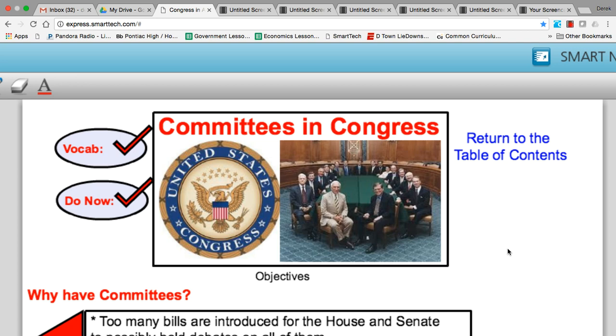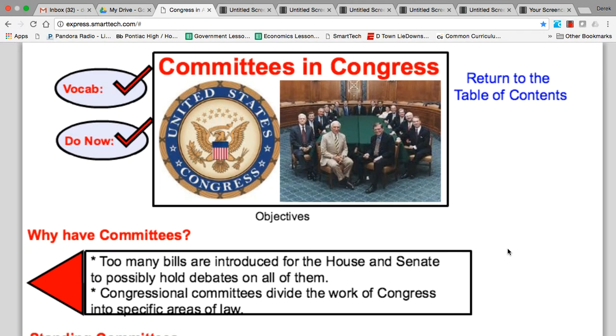This is lesson 3.5, where we're going to start to look at committees in Congress and their role in passing legislation or passing laws. Again, I apologize for some of the formatting issues within the setup, but it is the best that I can do at this time. So, committees. Why do we have committees?